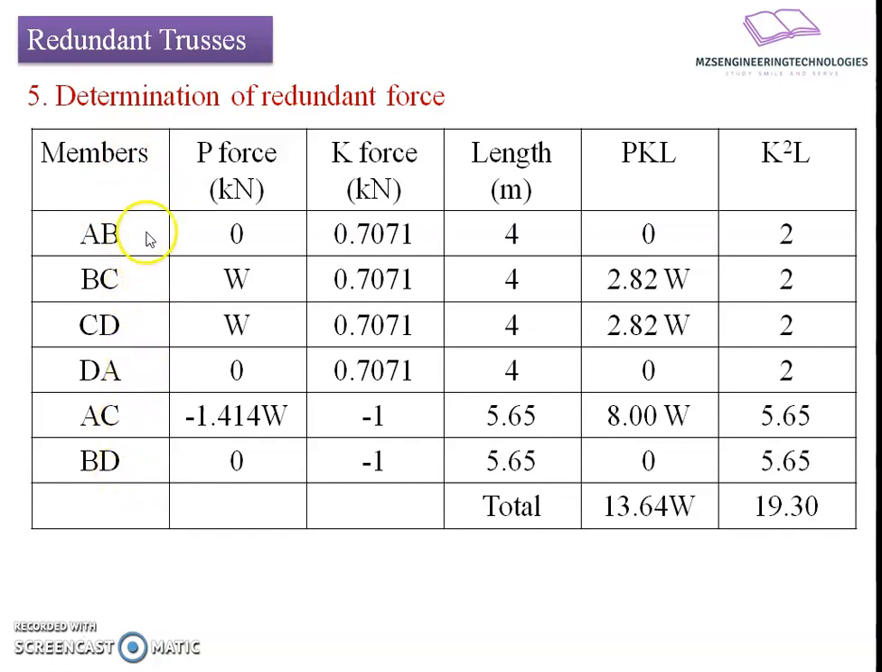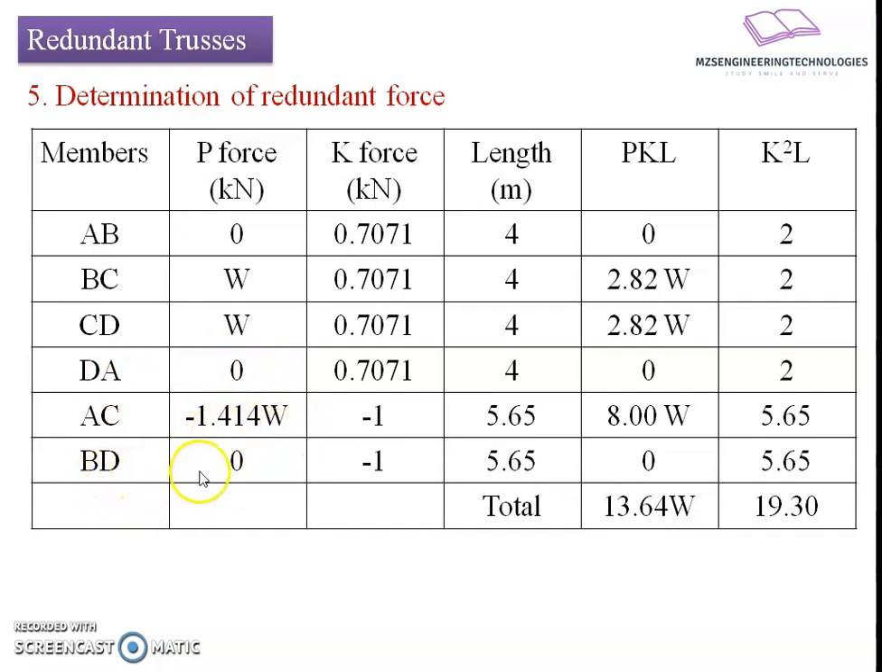I will take care that the flow of the members remains unaltered, like I have taken the periphery elements first, then the inclined members, then I have put the respective P force carried by that member. In case of the statically admissible part, AB was having 0 magnitude, BC W kilonewton compressive nature, CD W kilonewton compressive nature, DA 0 force, and AC minus 1.414 W because it was tensile in nature.